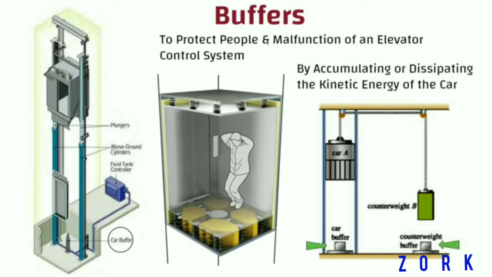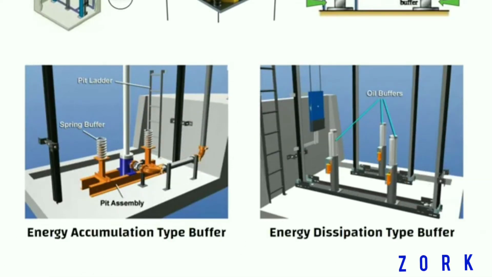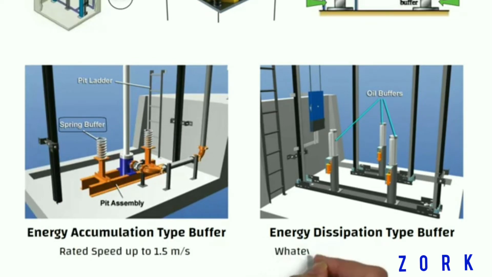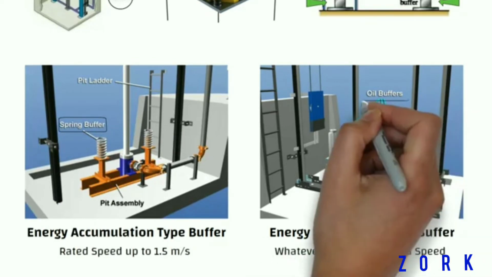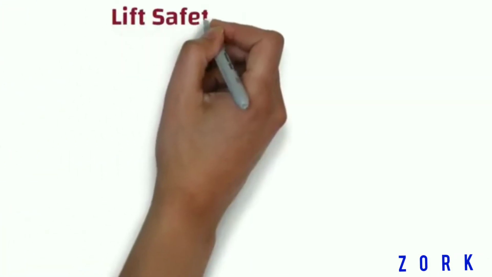Buffers can be of two types: energy accumulation type buffer and energy dissipation type buffer. Energy accumulation type buffers may be used only with lifts having a rated speed up to and including 1.5 meters per second. For example, spring buffer. Energy dissipation type buffers may be used whatever may be the rated speed of the lift. For example, oil buffer.